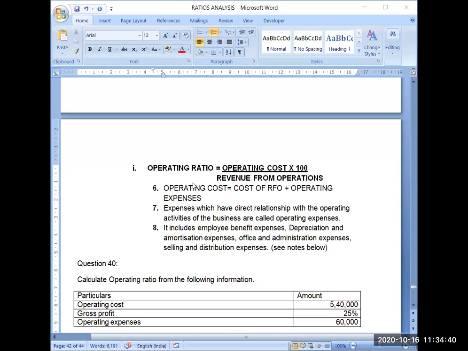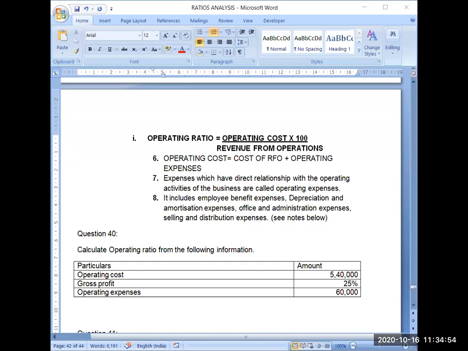So our next topic is operating ratio. In the previous topic, we calculated the gross profit ratio. Now we are calculating the operating ratio. Operating ratio means actually operating cost ratio. So this ratio will inform us about the operating cost of our organization.